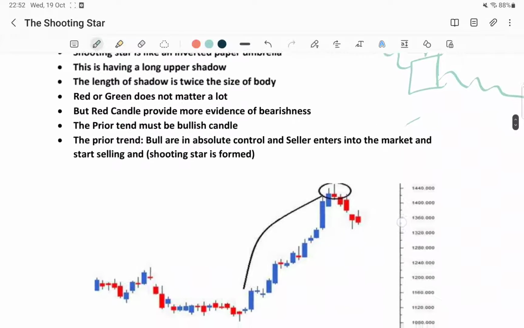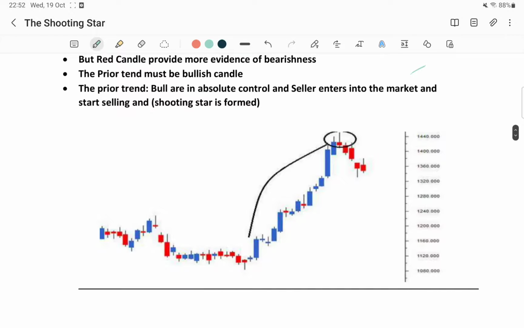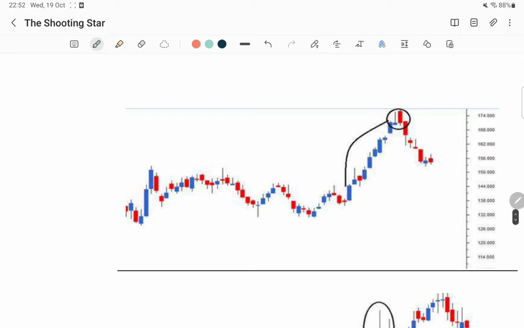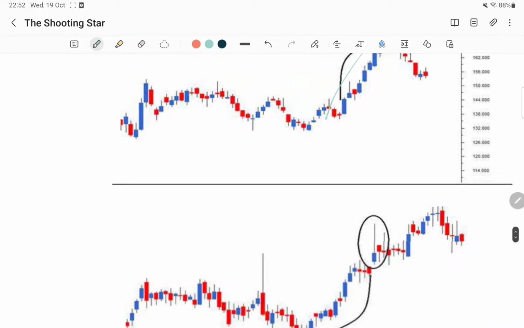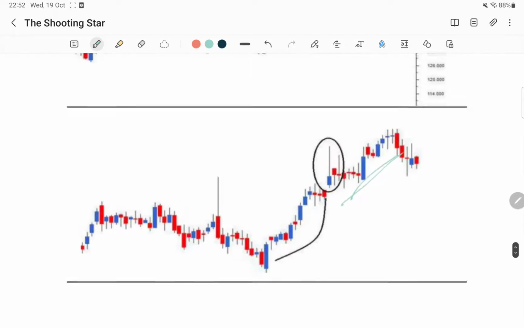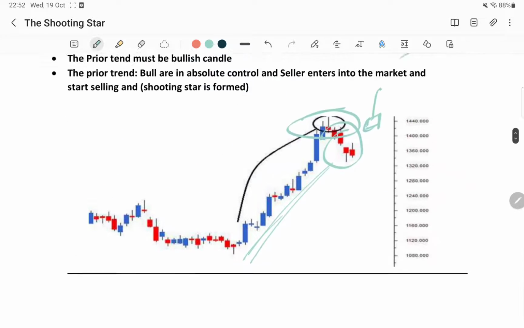So let's understand what is happening actually. In this case also the stock has gone up a lot. Then a shooting star is formed here, and due to that the stock has again fallen down. In the same manner, uptrend, then after the shooting star formation the stock has fallen down. Uptrend, shooting star formation, and then the stock has gone down. So these are the concept and the logic behind the shooting star.